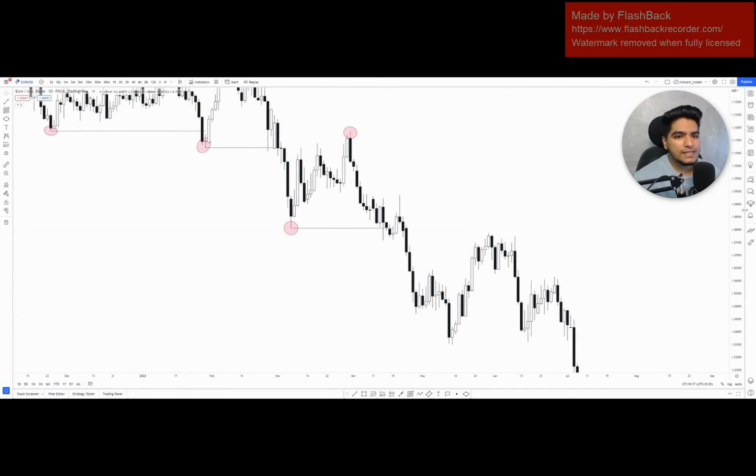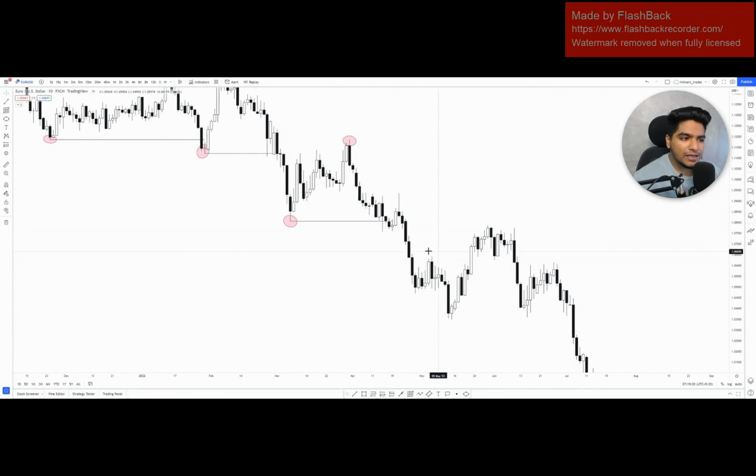Okay, so that's the reason we are eliminating this as well as this from being considered a valid pullback, and this is our valid pullback, which happened over a period of time and very gradually, which satisfies the point count as well. So this is our high, and the lowest most point which we have printed is our low.